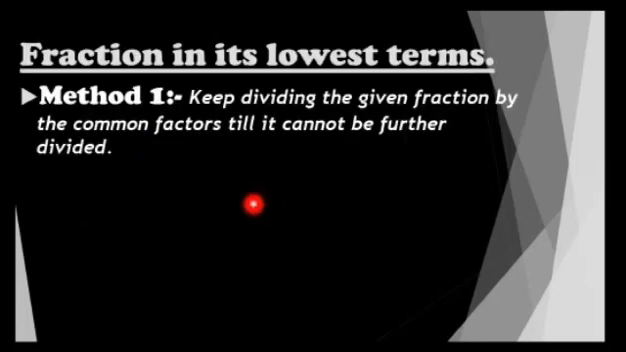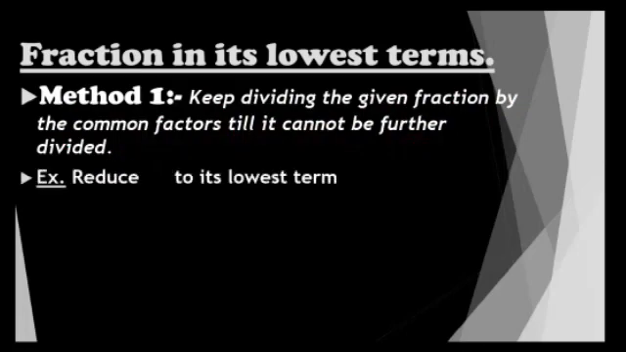Children, now we can reduce a fraction to its lowest terms. It has two methods. Method 1: keep dividing the given fraction by common factors until it cannot be divided further. We can see one example here. Reduce 36 by 54 to its lowest term. The method 1 says keep dividing the given fraction by the common factors until it cannot be further divided.